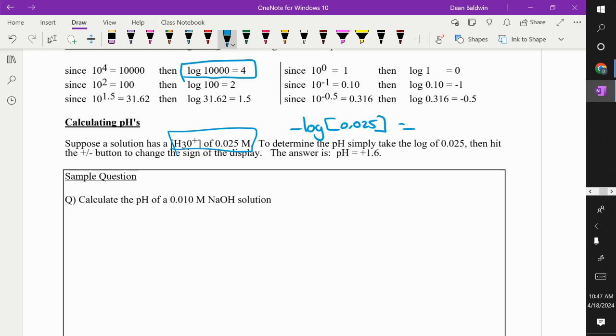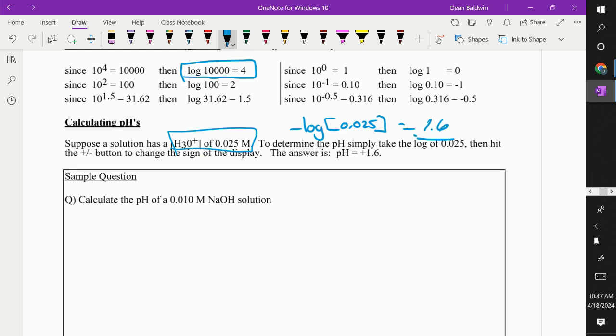Did we get 1.6? Do we all get it? Perfect. The only reason the negative is there is to make the answer positive, right? Because if you write this in scientific notation, it's 10 to the minus 2. So you get a negative number, so they show the negative there to make it positive. So 1.6.